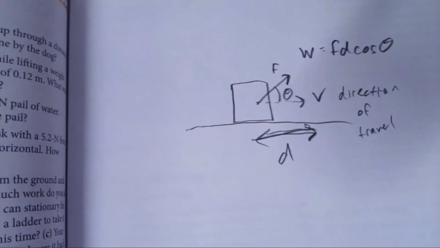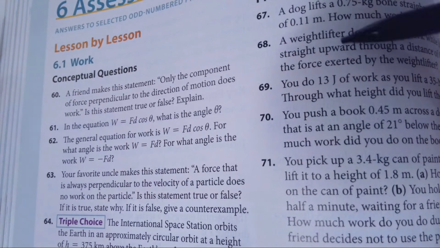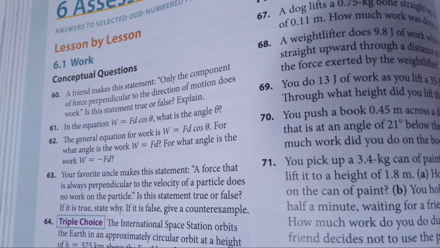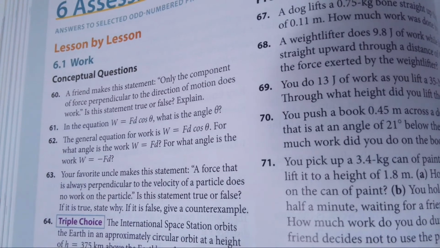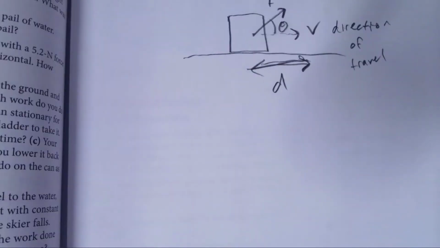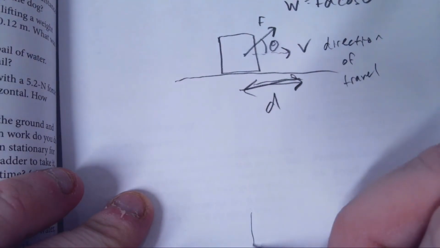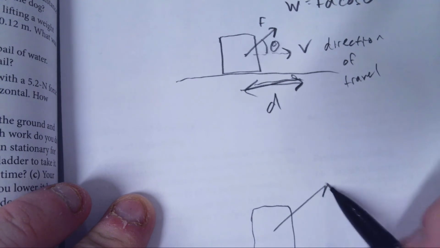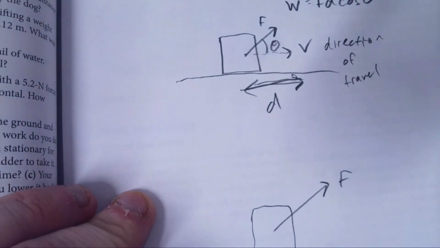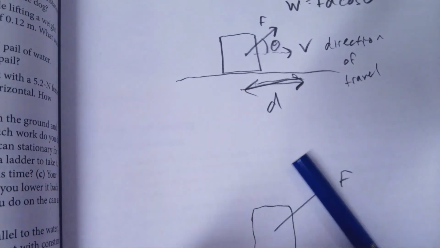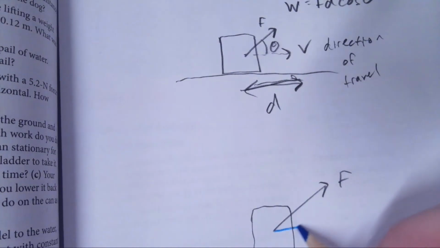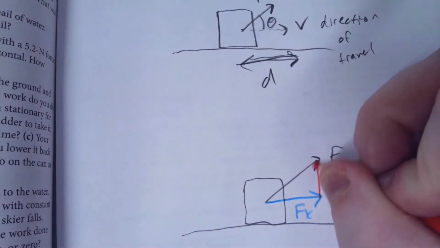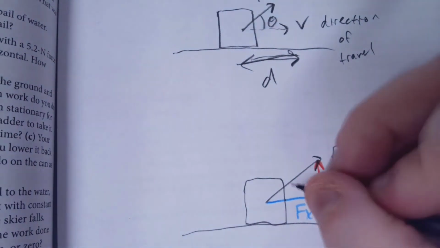Let's look here. A friend makes this statement: only the component of force perpendicular to the direction of motion does work. This is a false statement. Let me redraw this and show how we did this before, where we had some applied force and components of these vectors. Blue will be our horizontal component of the force, Fx, and red will be the vertical, Fy. This is theta.